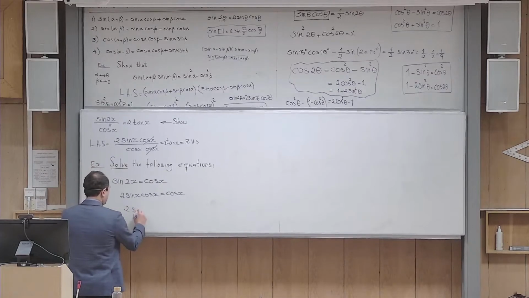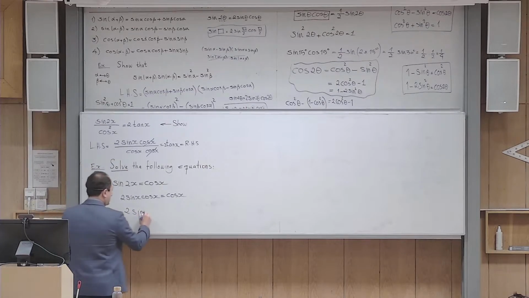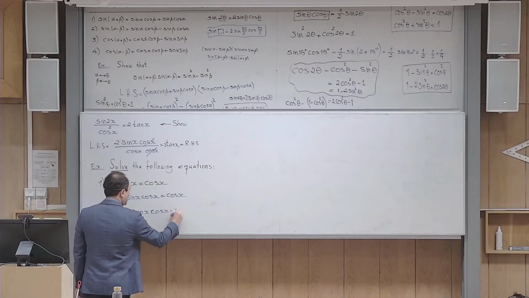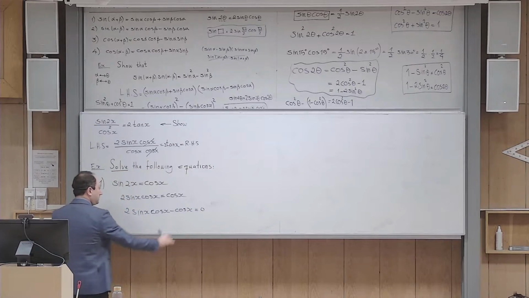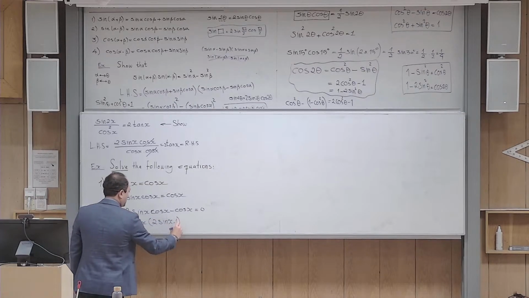So 2 sine x, if you want, I can put these arrows, but I don't need it, okay? So 2 sine x cosine x, and I move this to the other side, minus cosine x. On the right-hand side, I have 0. What is the benefit? Then you can pull cosine x out. Then it becomes 2 sine x minus 1 equals 0.